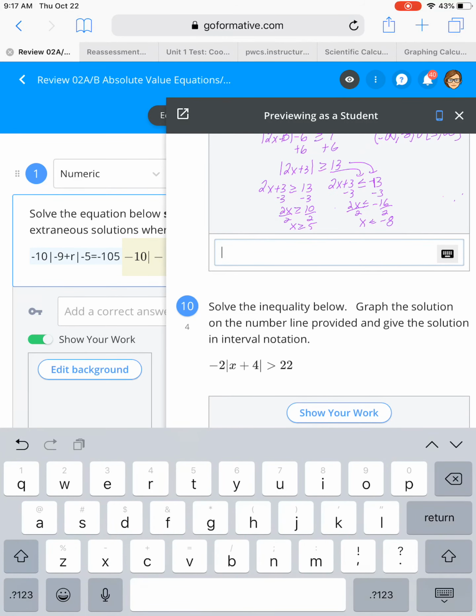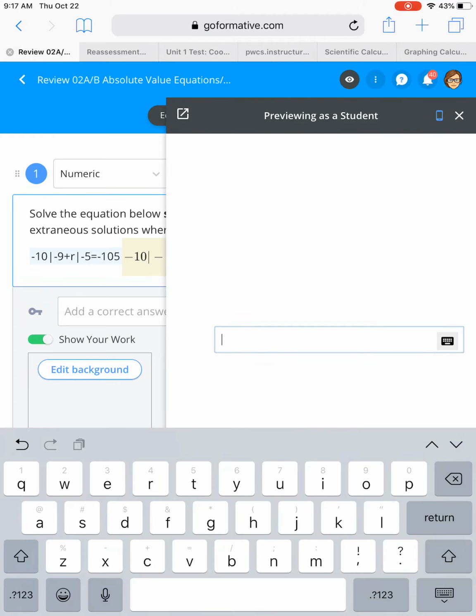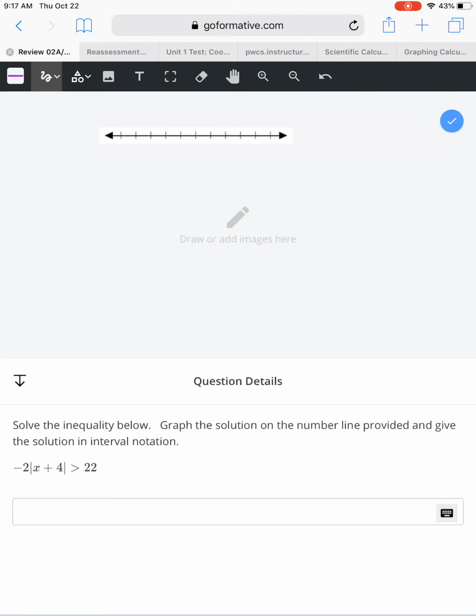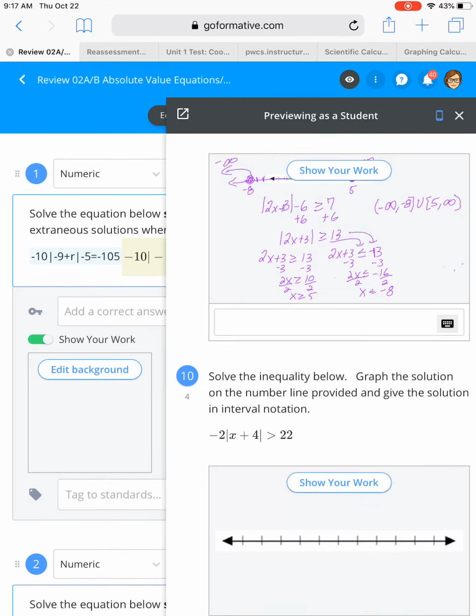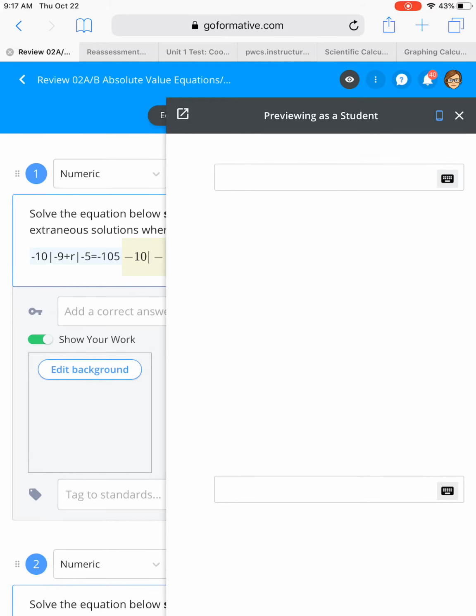Well, you guys have the idea, and you're going to use the U symbol when you put it in your answers. Okay, let me just make sure I'm on the right one. This has not made things easy for me today.